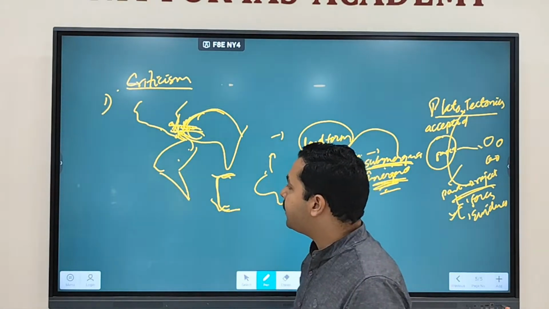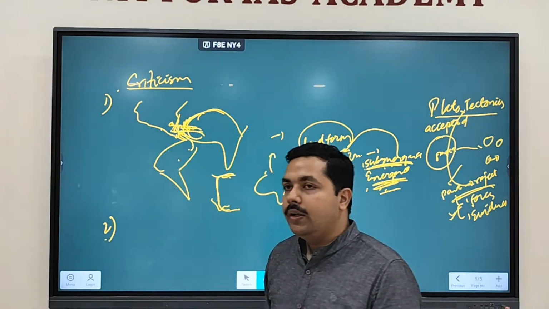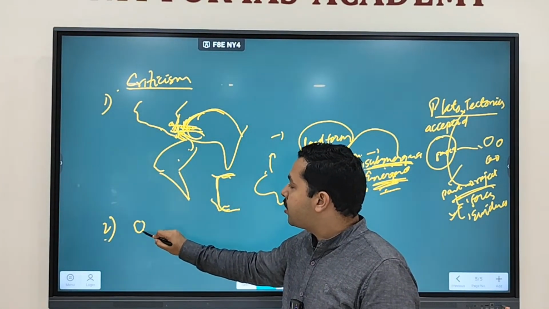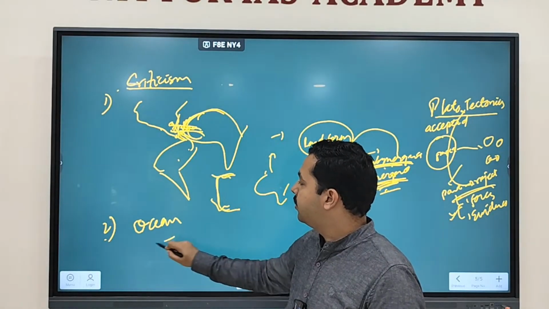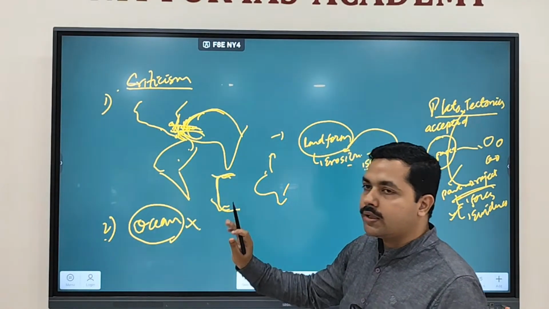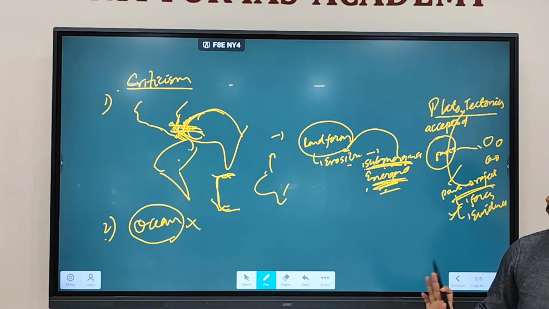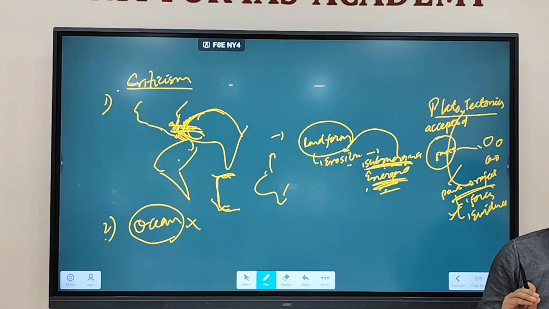Clear? The second major criticism: we discussed continents. Wegener is not talking about anything about oceans. We discussed Wegener is only in continental drift theory. Wegener is only talking about continents. He is not explaining anything about oceans. He is only talking about nothing but the continents. That is the second major criticism.